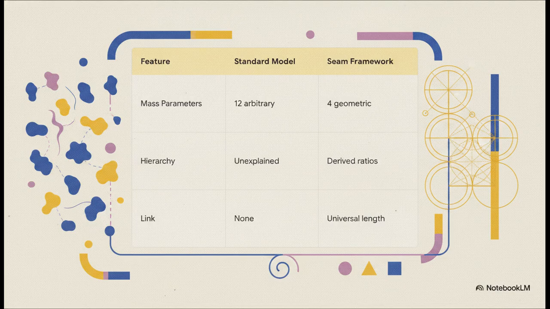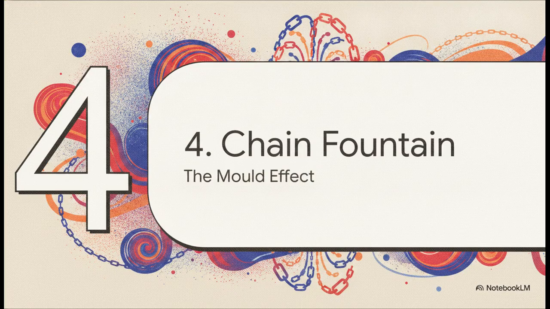It actually derives the exact hierarchy ratios mathematically instead of just shrugging at unexplainable gaps. And crucially, it predicts a universal seam circumference that perfectly aligns across leptons, up quarks, and down quarks. Suddenly, everything is linked. Let's look at Part 4, the cosmic chain fountain and the mold effect.